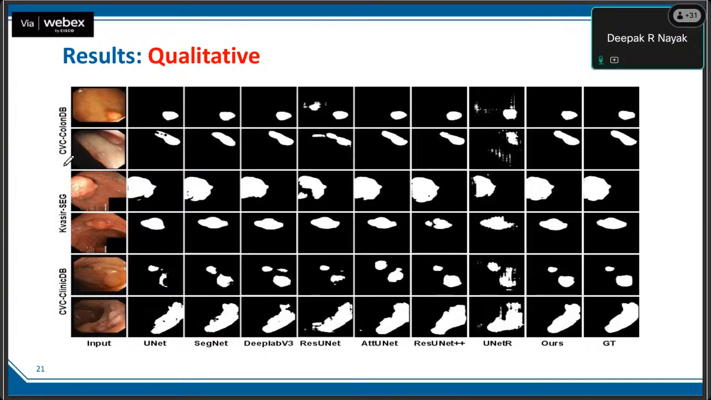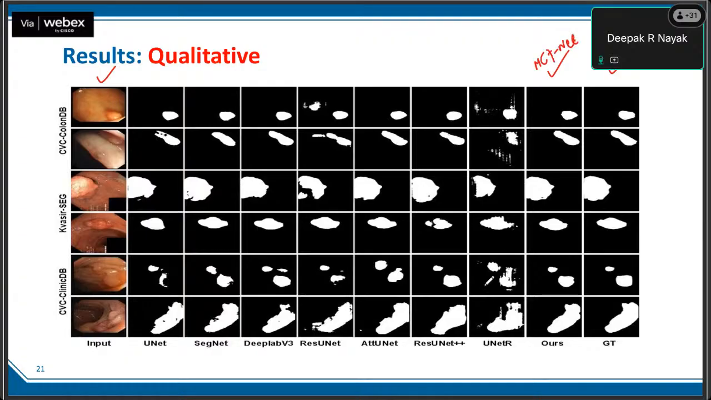So now we look at here. We have considered two examples from the three data sets which we discussed. You can see over here that this first column contains the original images. The last column contains the ground truth images. And this is the result obtained by the MCT-Net.